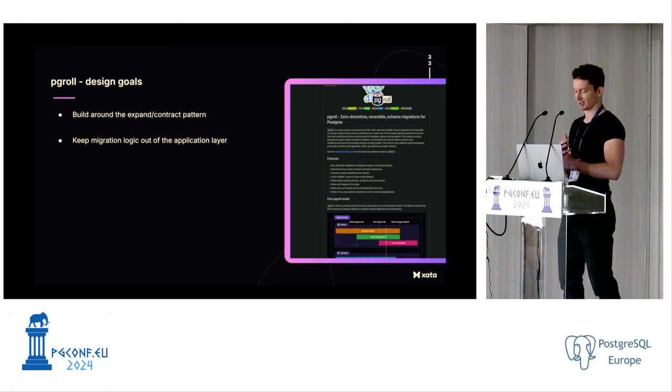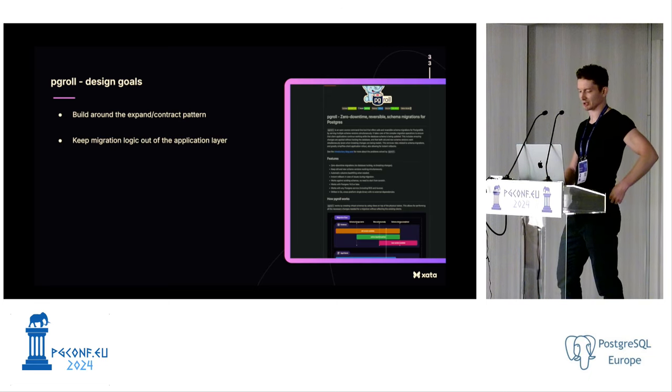Our second goal was to keep migration logic out of the application layer as much as possible. So we saw with expand-contract, we have this dual write that we have to put in the application layer. We wanted to see if we could move that down into the database layer as much as possible, and we think this would greatly simplify most implementations of expand-contract migrations.